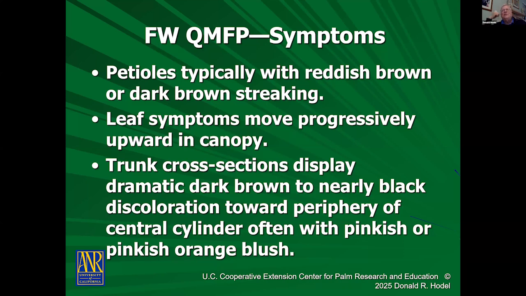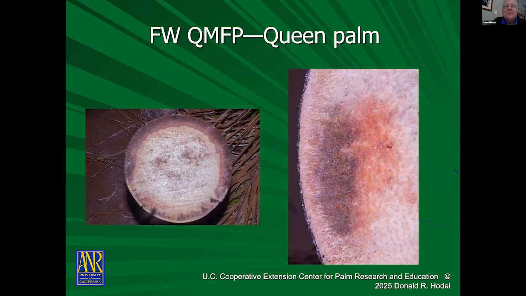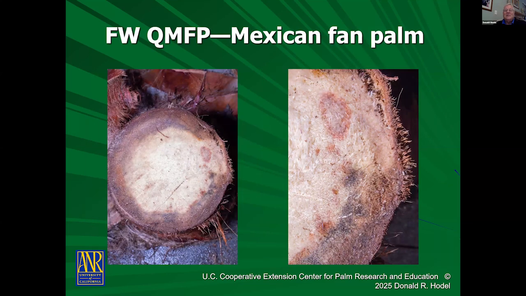This new form of Fusarium, the way to diagnose it is by symptoms, but you can't confirm it until you cut the palm down and look at the trunk. So cross sections of the trunk display dark brown to nearly black discoloration, especially toward the periphery of the trunk. So here you see it. This is queen palm with the discoloration. And this is Mexican fan palm with the discoloration.